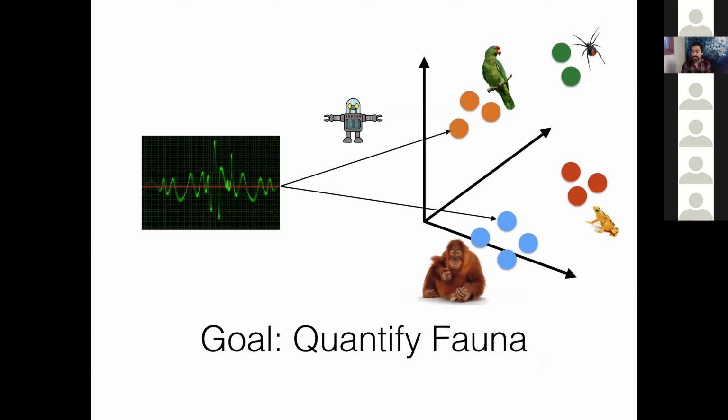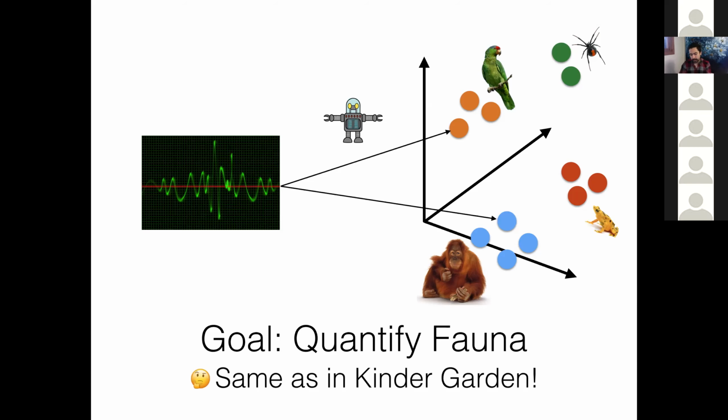And so in the end, also kind of back to kindergarten, I am trying to classify animals, but this time based on the sound that they produce. I want to listen to something and say, oh yeah, that's a parrot, or that is an orangutan, or that is a frog. And then assess how healthy this ecosystem really is. So in a way, kind of back to childhood.